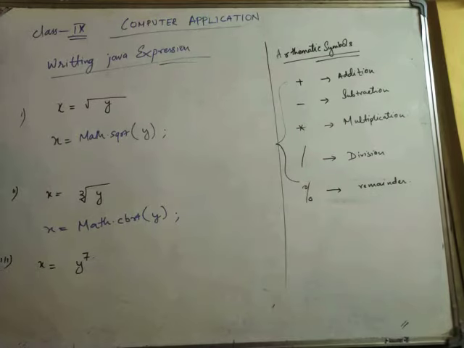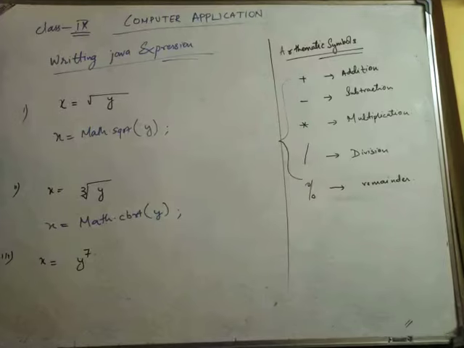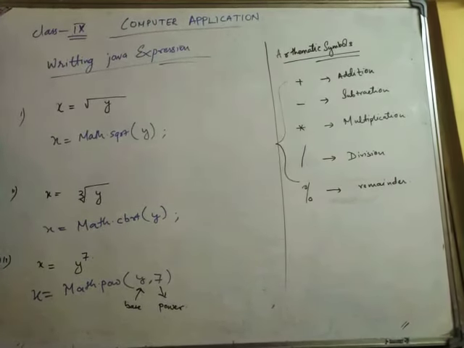Now if you have x equals y to the power 7, how will we write? If you have a power, we have to write math.pow. Understood, all of you? We write math.pow of y comma 7. Okay, y is the base, comma, the power. This is how we have to write. Use math.pow. Clear? Understood, all of you?